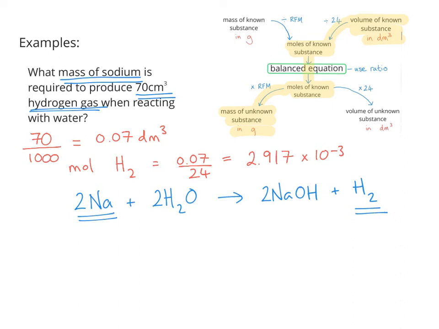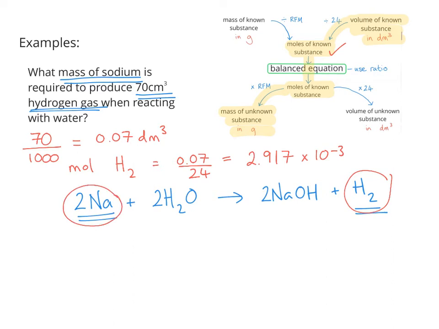I've left it in standard form because it's much easier to see the significant figures that way. You could write 0.002917 if you want. That's my moles of hydrogen. So I've got as far as here, moles of known substance. So now I check the balanced equation. Well, there's my hydrogen. That's what I know, that I have 2.917 times 10 to the minus 3 moles.